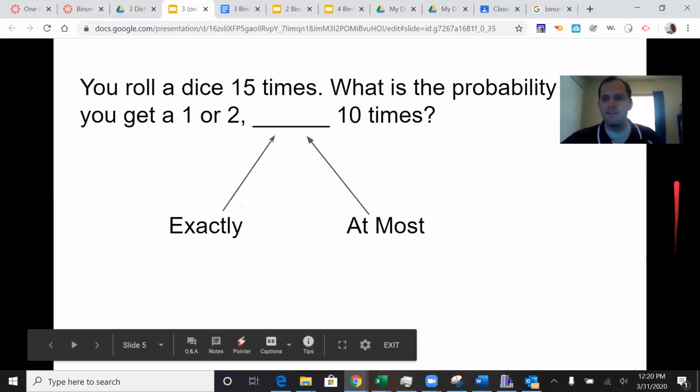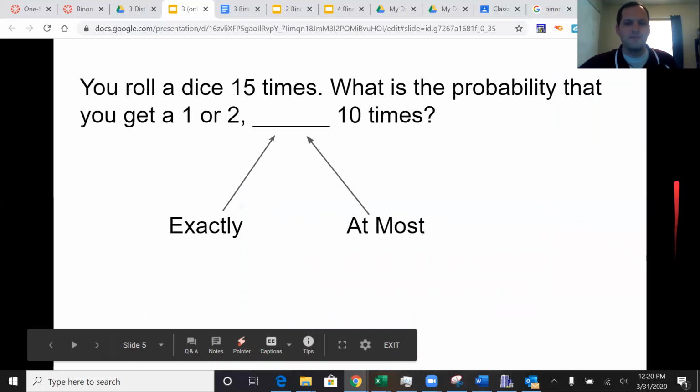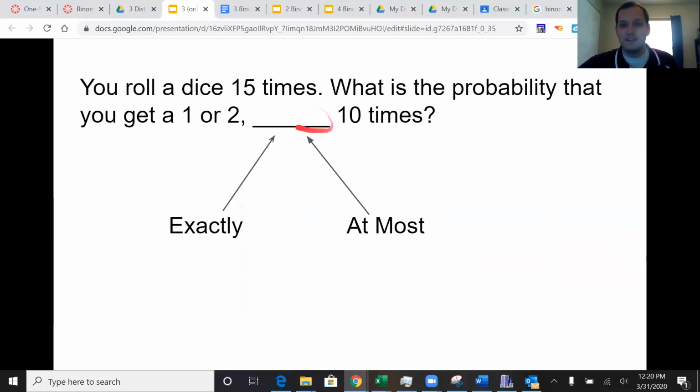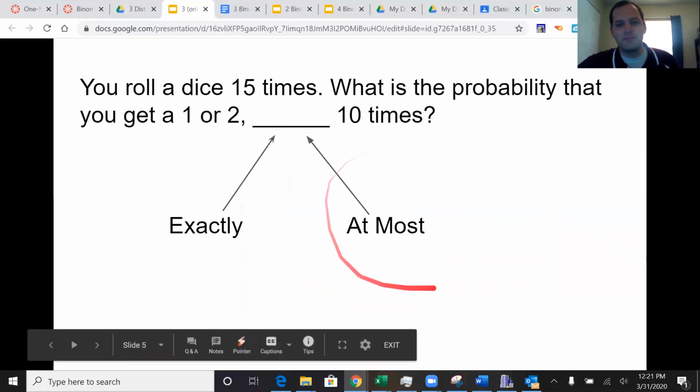Here we go. If this was a PDF function, the word here would be exactly 10 times. What's the probability that you would get a 1 or 2 exactly 10 times when rolling a dice 15 times? If it's a CDF, it would be at most. So let's work with CDFs today. We're going to use the words at most.